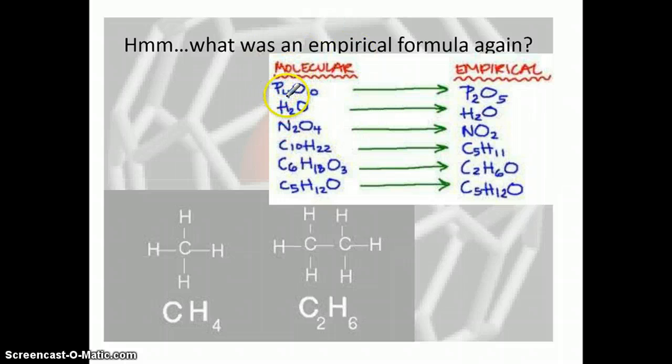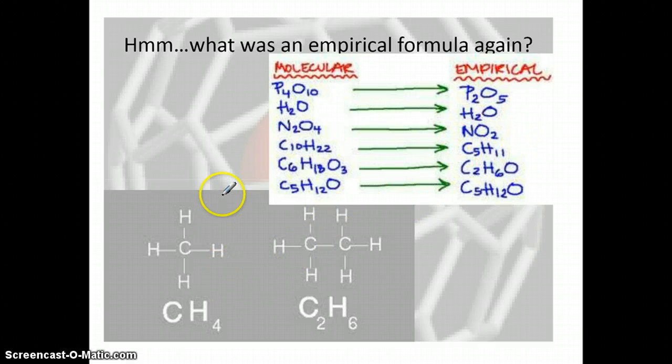So here we see molecular P4O10. We see that 4 and 10 can both be reduced by 2. So we divide both of them by 2 and you get P2O5, the lowest whole number ratio. H2O, you have subscripts of 2 and 1, which cannot be further reduced, so the empirical and molecular are the same. N2O4, both can be reduced by 2, so that gives you NO2.